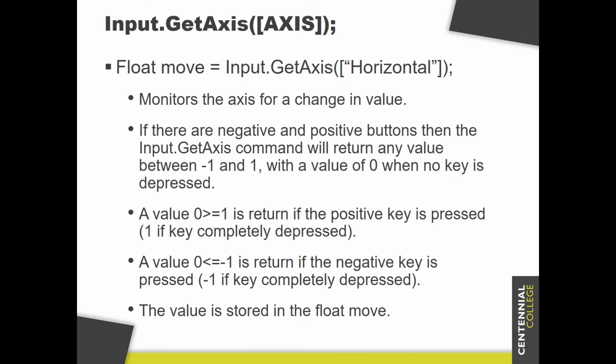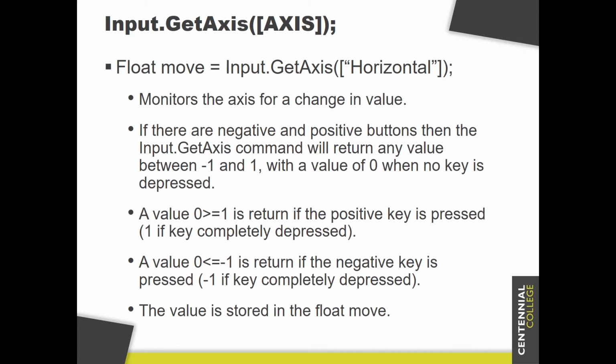In this case here, horizontal has a negative and a positive button. If you press the positive button, the getAxes is going to return a value between 0 and 1. So it's going to be greater than 0 and up to and including a value of 1. All right, and we're going to have all of the floating point numbers in between. So it's going to give us a range of data.